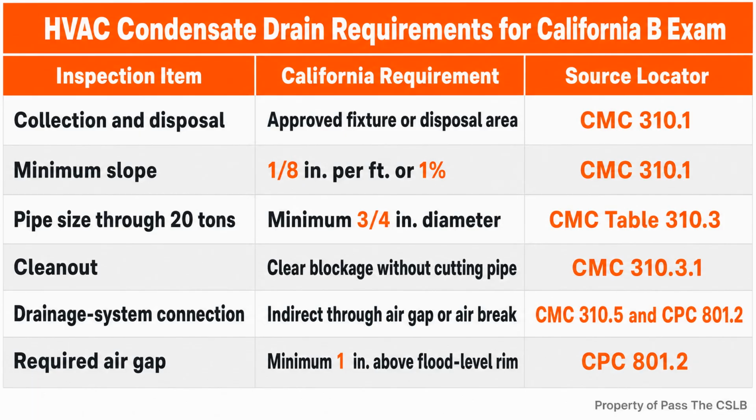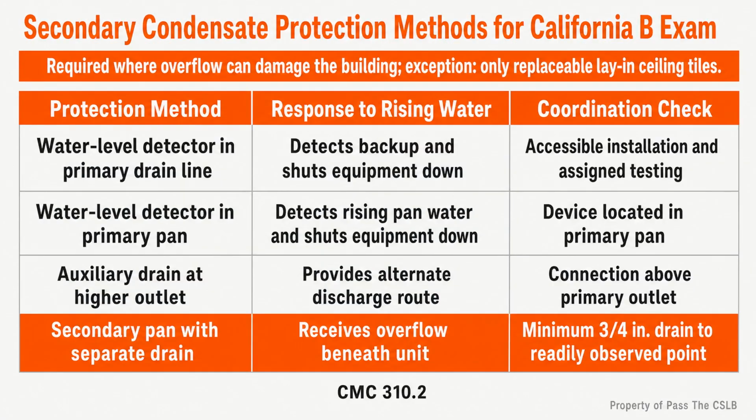There are several accepted ways to provide the additional protection described in the source material. A water level detecting device can be placed in the primary drain line so a backup shuts the equipment down. A water level detecting device can be placed in the primary drain pan. An auxiliary drain can connect at a higher elevation than the primary outlet. A separate secondary pan can be installed beneath the unit, with its own drain.